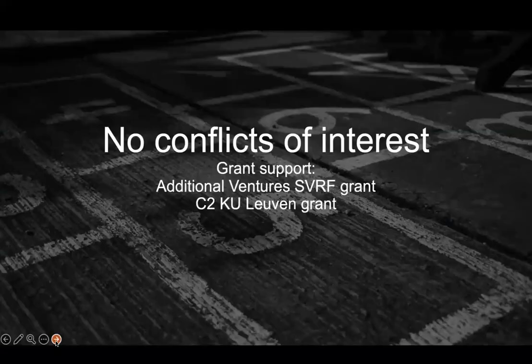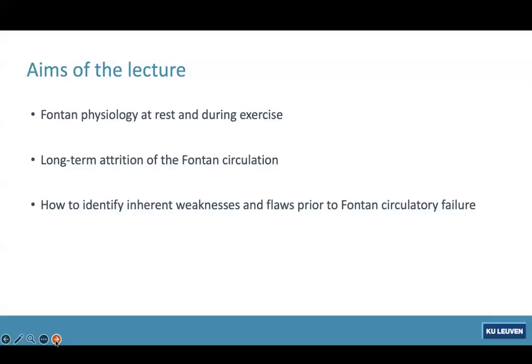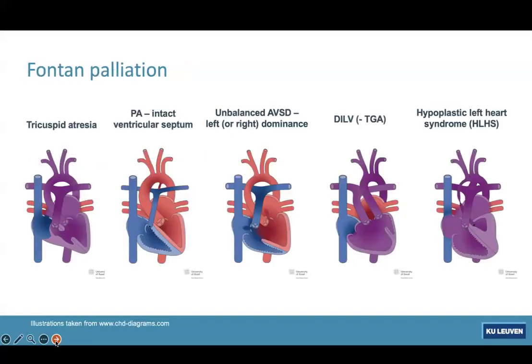I have no conflicts of interest regarding this talk. The aims of the lecture, I divided a little bit into discussing Fontan physiology at rest and during exercise, because that's what I like doing. Also discuss a little bit the long-term attrition of the Fontan circulatory failure, and then the big question: how can we implement this in clinical practice, or how would I implement that in clinical practice? How would I identify weaknesses and flaws prior to full Fontan circulatory failure?